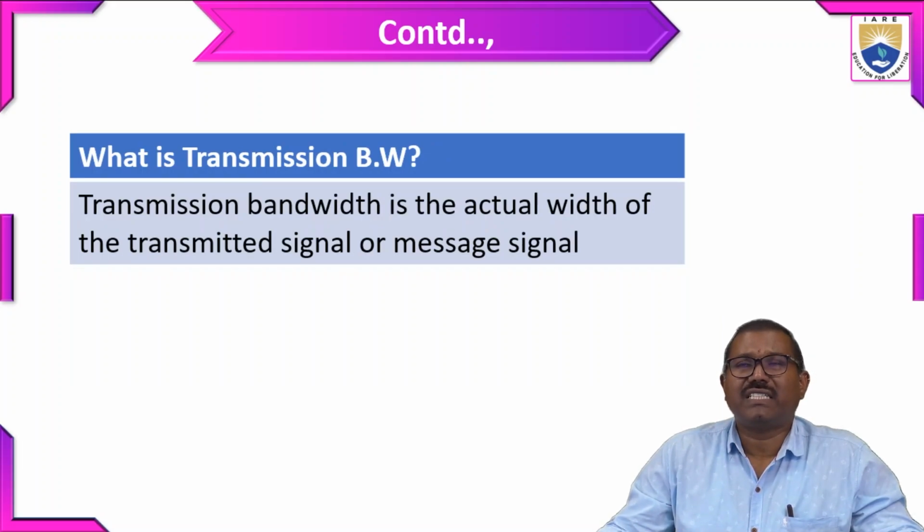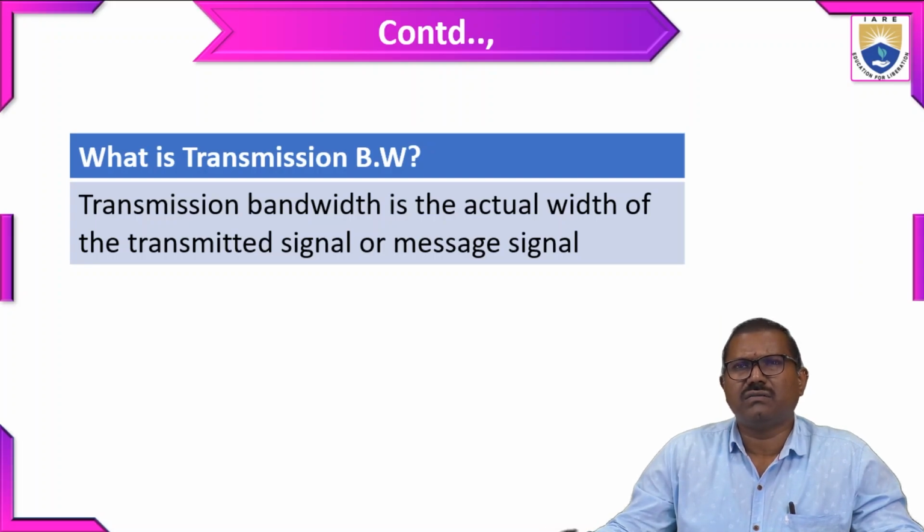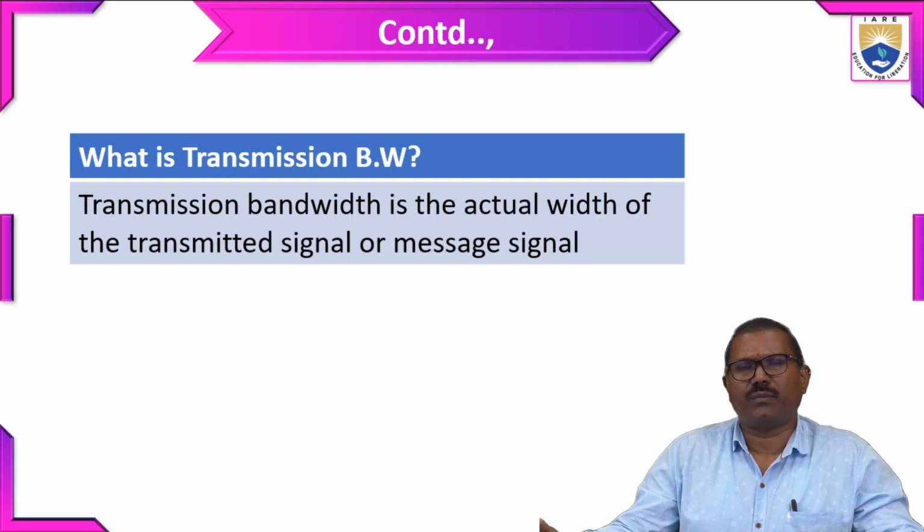Now what is transmission bandwidth? Transmission bandwidth is the actual width of the transferred signal or message signal. This varies from one modulation to another, for example amplitude modulation and frequency modulation have different transmission bandwidths. Again in AM we have DSBSC, SSBSC and VSB, vestigial sideband. So different techniques have different bandwidths.